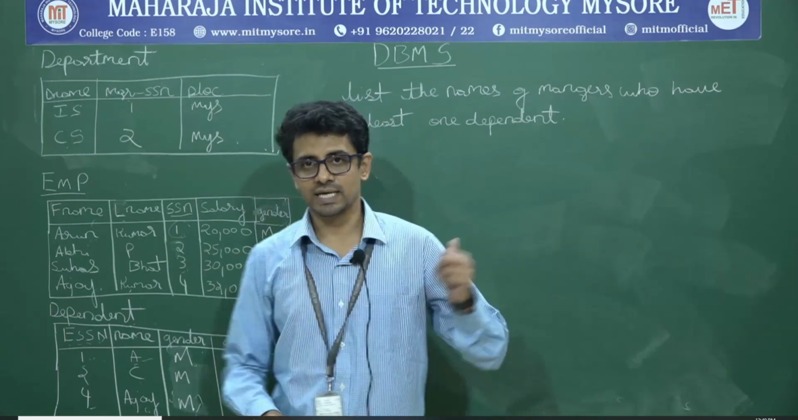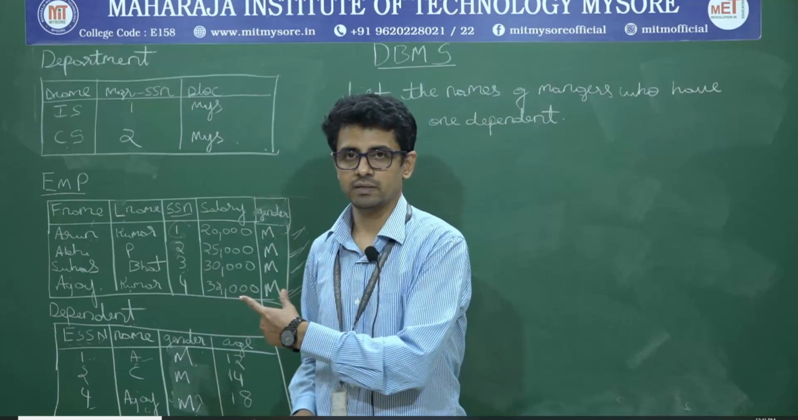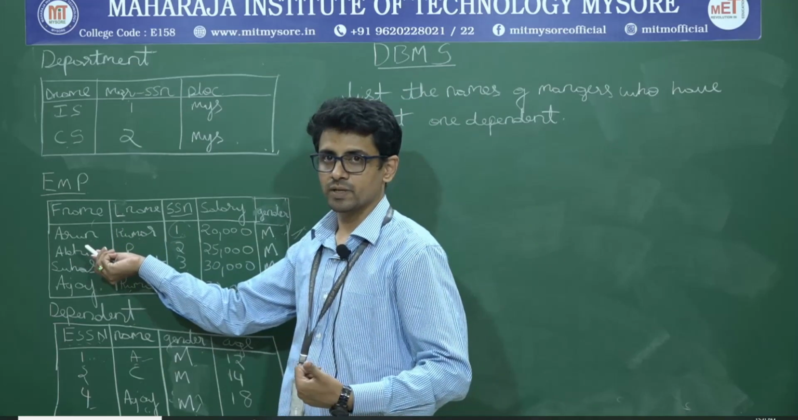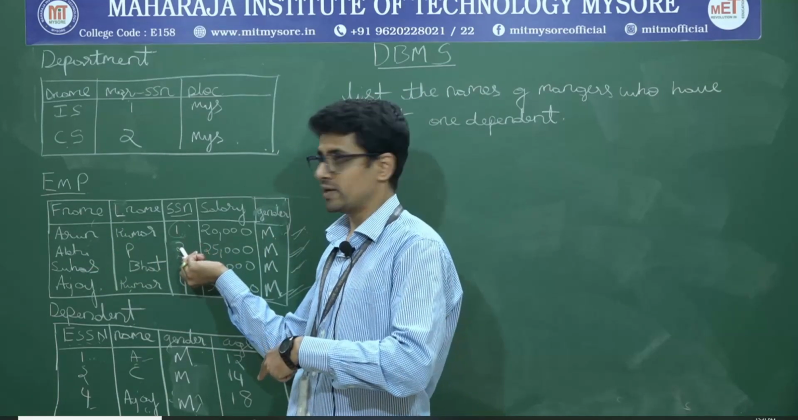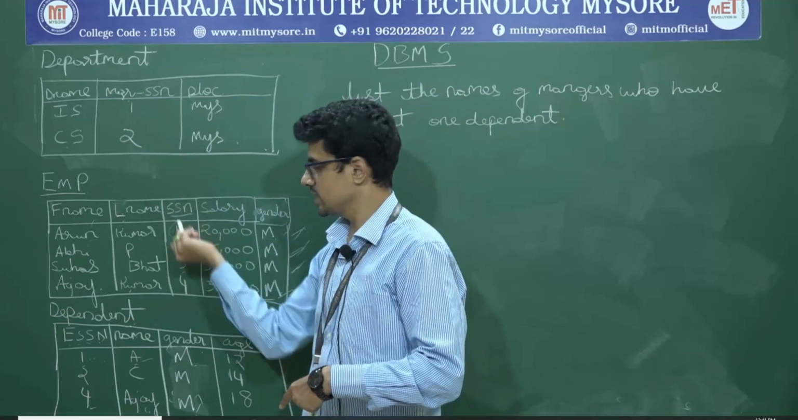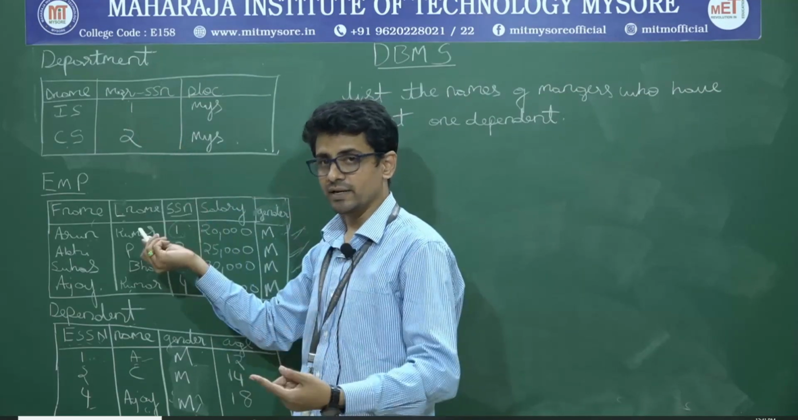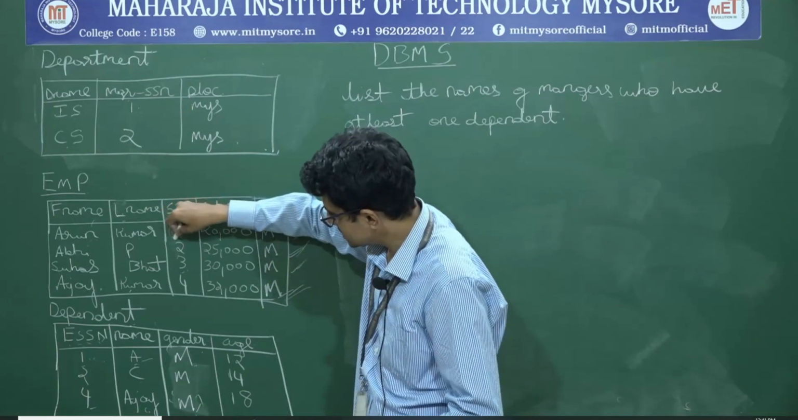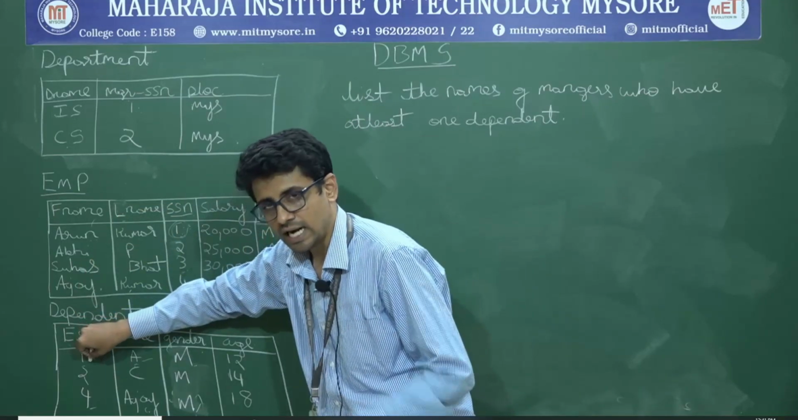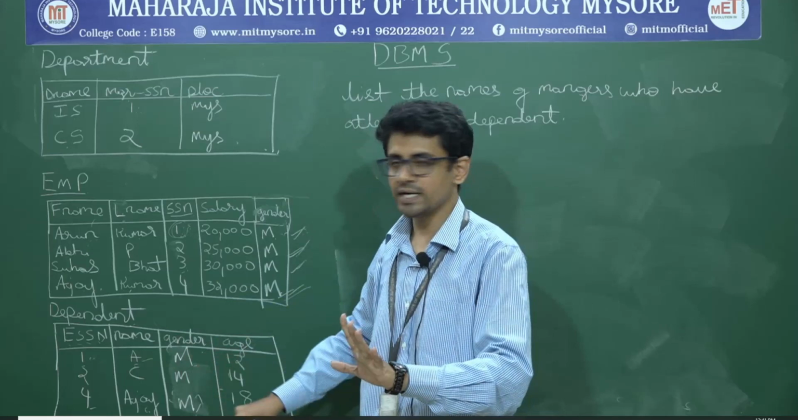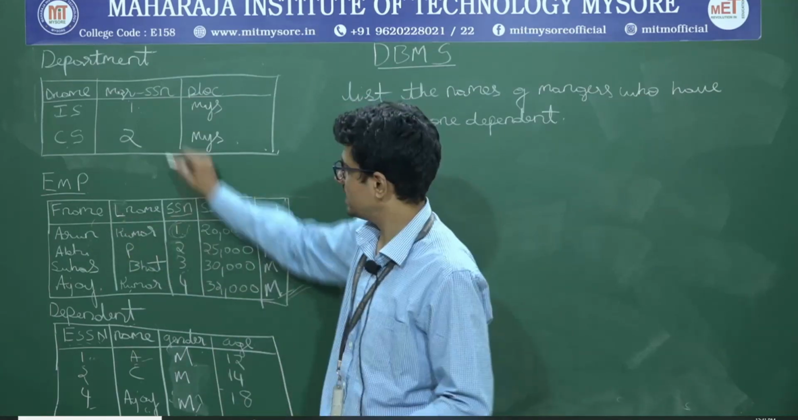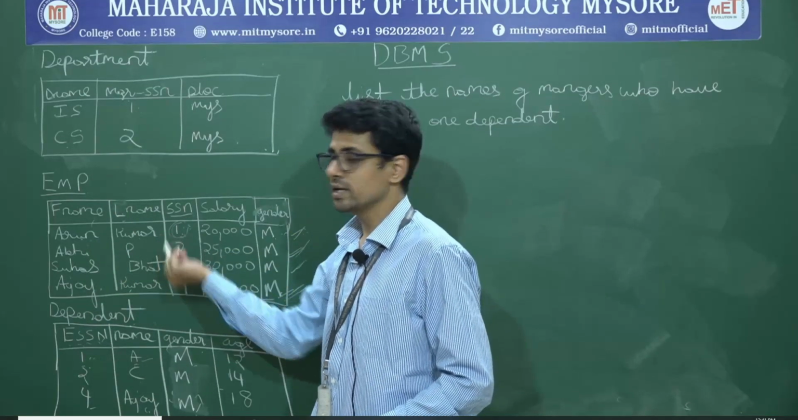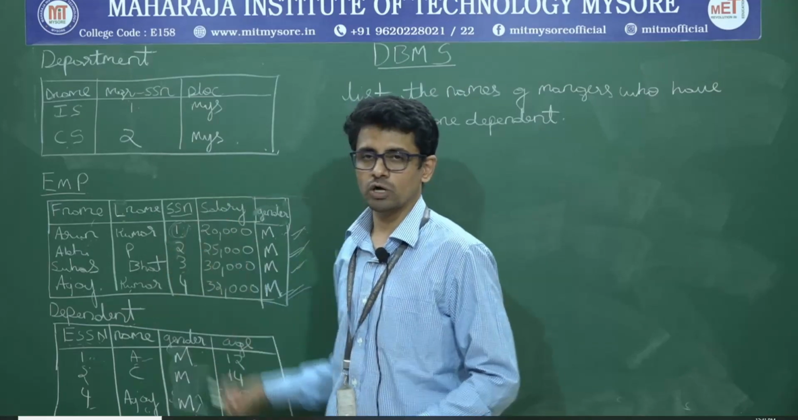Now the question is framed in such a way that it requires all three tables, because names of managers are present in the employee table. Whether he is a manager or not, I will get to know only when I join employee and department through MGR SSN, primary key, foreign key. First I will find out who is the manager of which department. If this SSN is present in the dependent table at least once, it means he has a dependent. So display Arun Kumar, because he is a manager of the IS department and has one dependent. Same way, you go through all the rows.